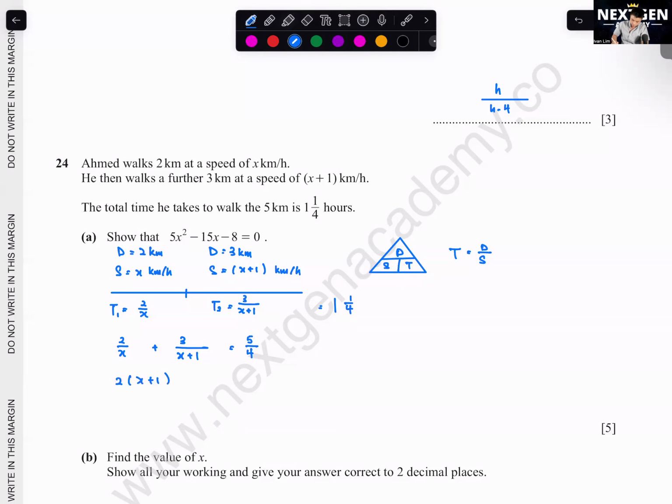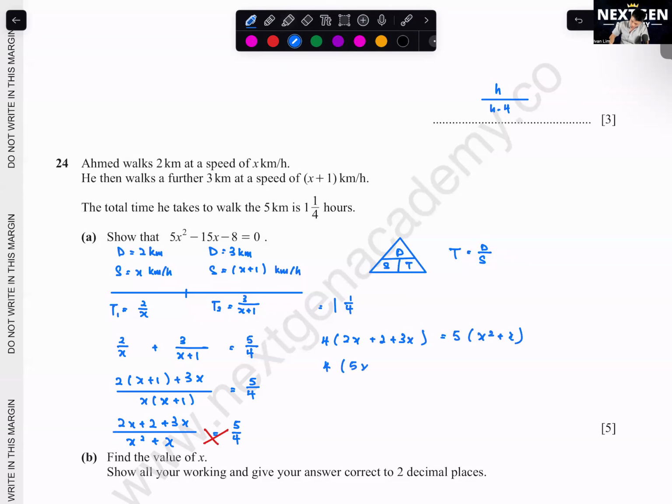2 times (x plus 1) plus 3x over x times (x plus 1) equals 5 over 4. Okay, we open up the bracket first. 2x plus 2 plus 3x over x squared plus x equals 5 over 4. We cross multiply this. This one will be 4. 2x plus 2 plus 3x equals 5 times (x squared plus x).